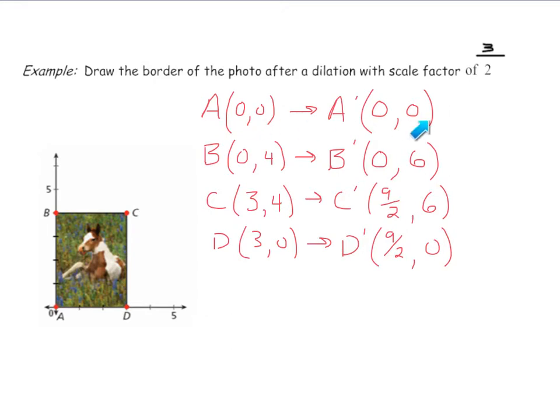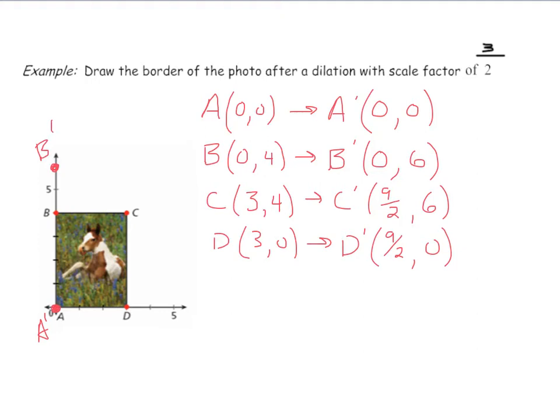So let's start off with A prime. A prime is actually going to sit at 0, 0 again, so we're going to put that down there. We'll make that an A prime. B prime sits at 0, 6, so if I go all the way up to 0, 6, I'm going to put a B prime there.